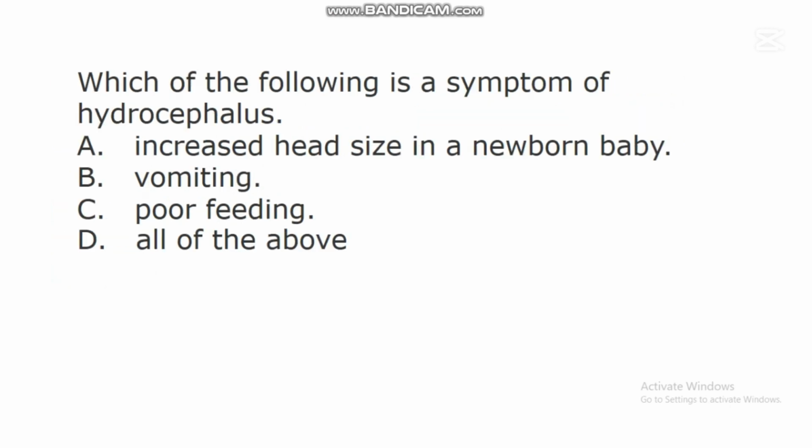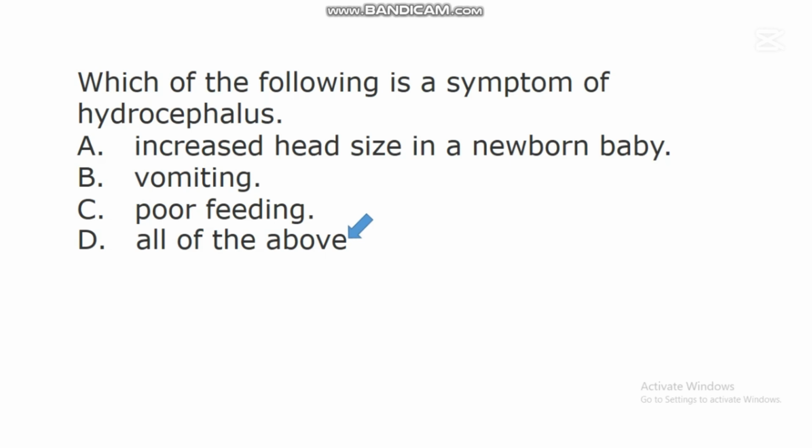The next question says, which of the following is a symptom of hydrocephalus? A. Increased head size in a newborn baby. B. Vomiting. C. Poor feeding. D. All of the above. In this question, the correct answer is D.